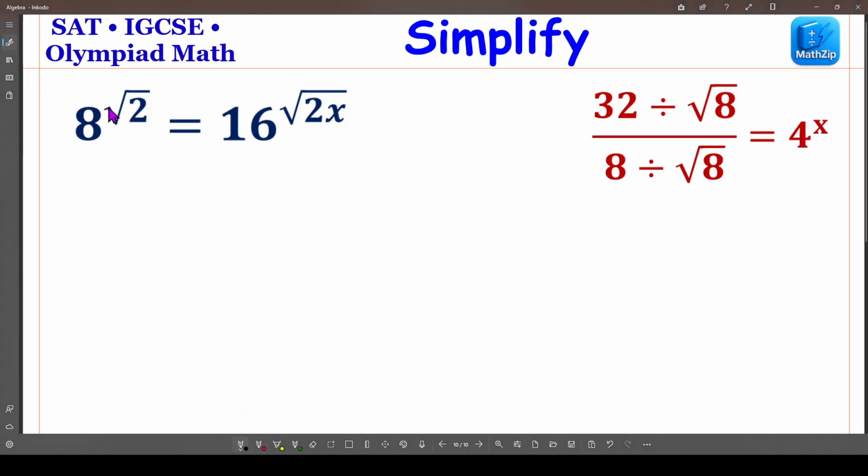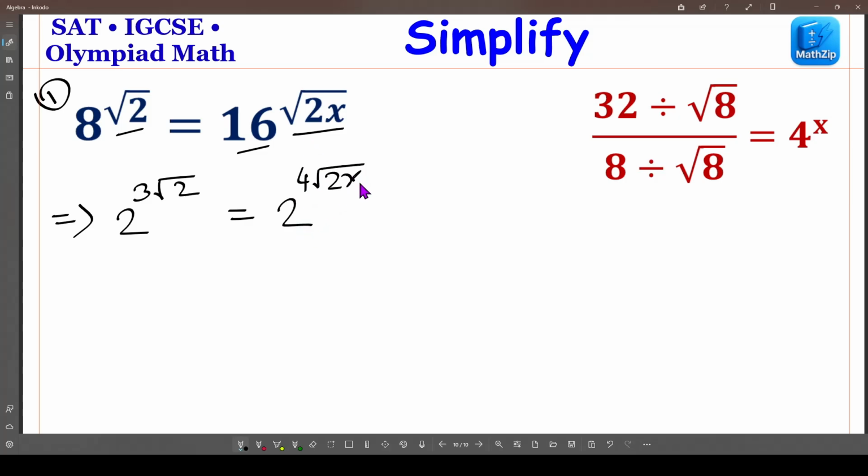First question, 8 to the power root 2 times 16 to the power root 2x. Our first target is to make a similar base. So this 8 we can write as 2 to the power 3, and here is root 2. Similarly, this 16 we can write as 2 to the power 4, and together root 2x.